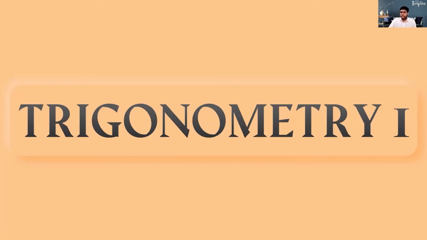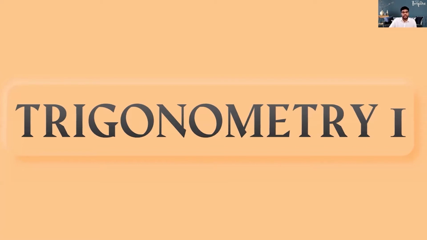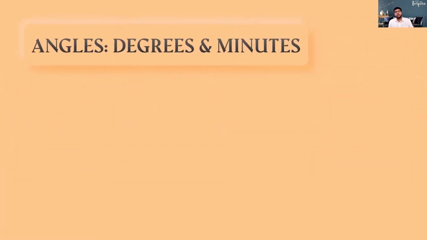Okay, so children, before we learn how to read the trigonometry table, we have to learn about how to measure an angle. You already know how to measure an angle quite well. You know that you use degrees to measure an angle. We know that a full circle is divided into 360 degrees, right?